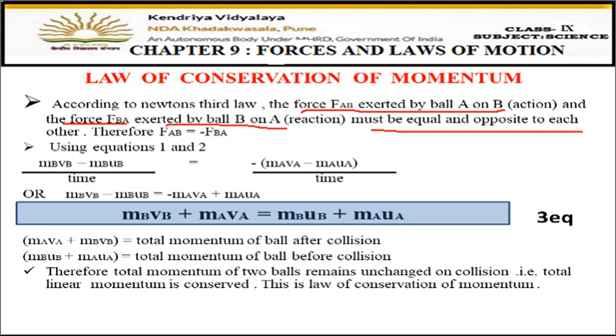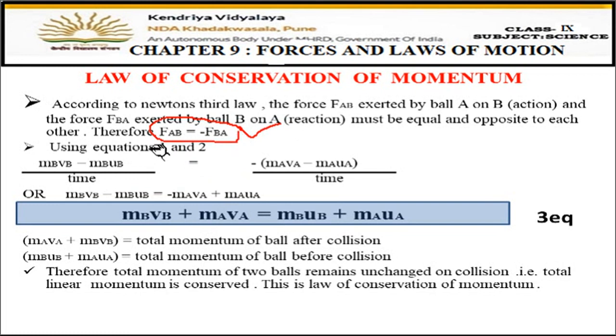So finally what we are doing, children, we are just equalizing both the forces. FAB is equal to minus FBA. Why have we put a minus sign here? Because every action has an equal and opposite reaction. Opposite means if this is positive, here it will be negative, opposite to each other in direction. That's why one is given a minus sign. Any one of them you can take on either side.